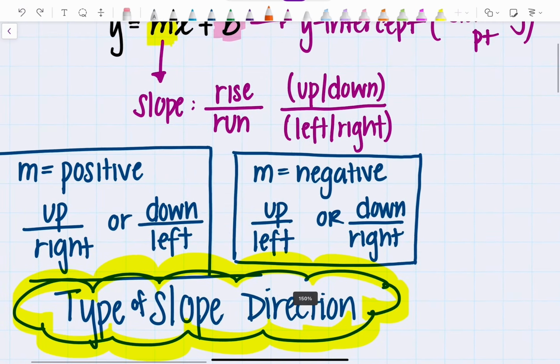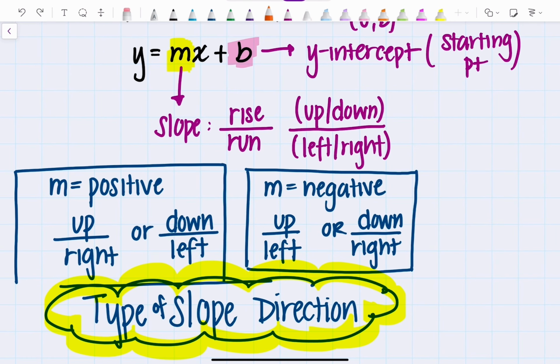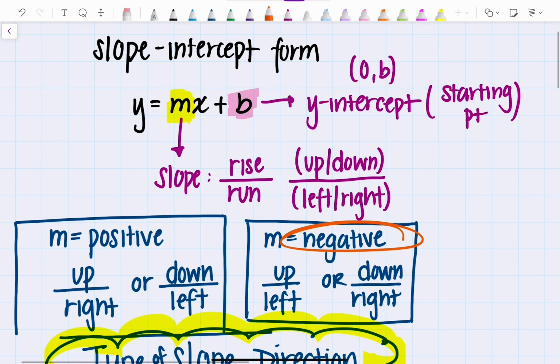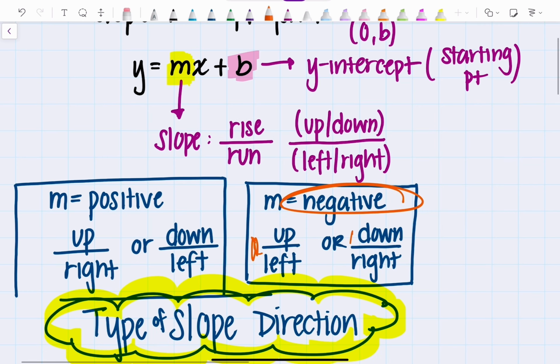A few other things, because we are going to be graphing them and we're working with slope. Slope actually helps us determine the next point in our graph. If I have a positive slope, then I could either move up and right or I could move down and left. And if I have a negative slope, I could either move up and left or down and right. Those would be the points that create a line going in the same direction.